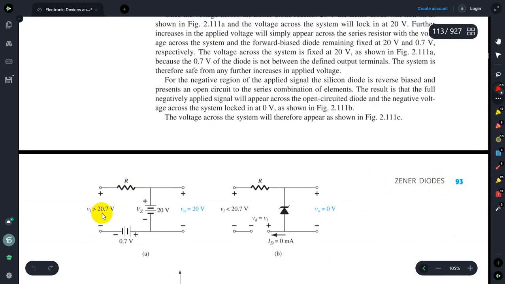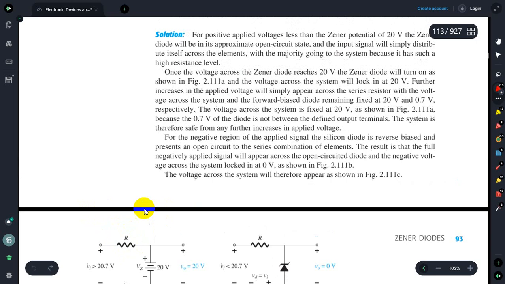Vi greater than 20 volts. Because there's a silicon diode, it has a 0.7 volt drop, so you need to add it. Vi greater than 20.7 volts. This voltage plus this voltage. Got over here.